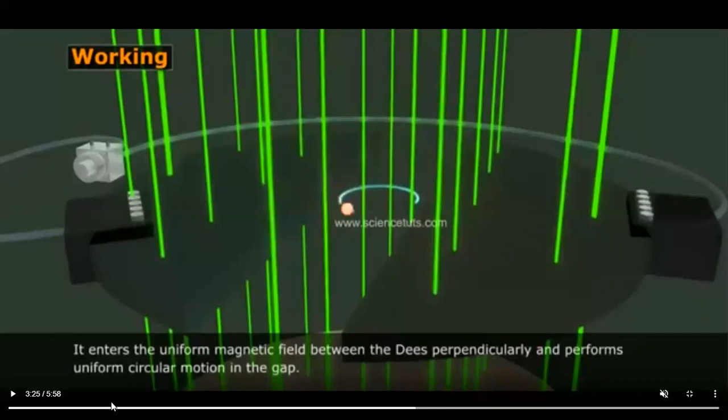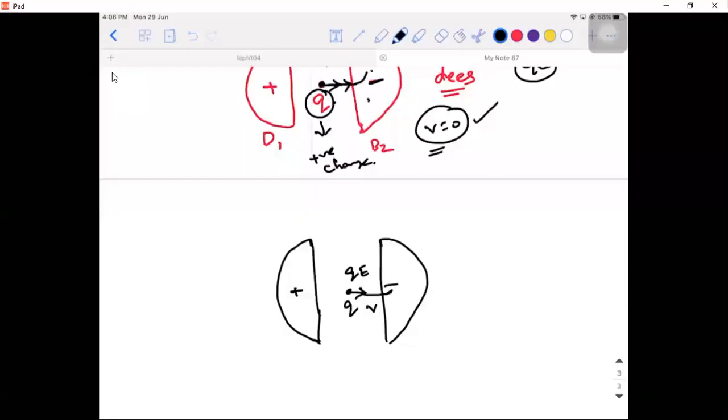So with respect to you, the magnetic field is coming towards the dee. Once you draw it on the paper, that is how it is going to look. The magnetic field is coming towards you and the particle is moving perpendicular to the magnetic field. So it takes a turn, right? It is going to move in a circular path. Is it clear till this step?